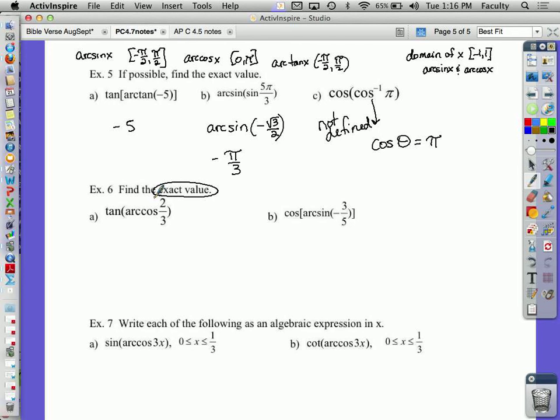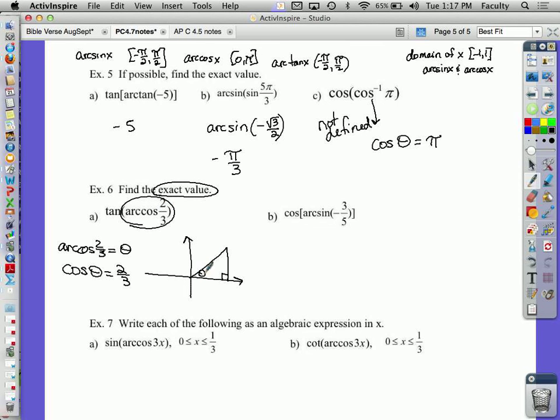So if I want to find out the tangent of arc cosine 2/3, the inside, arc cosine of 2/3, the answer is some angle. And another way to consider this is that the cosine of theta, that angle, is 2/3. I'm not even trying to do the tangent of it yet. I'm just trying to figure out this inside part. Well, arc cosine spits out values between 0 and pi. That's the first and the second quadrant. Well, because it's positive 2/3, it's in the first quadrant.